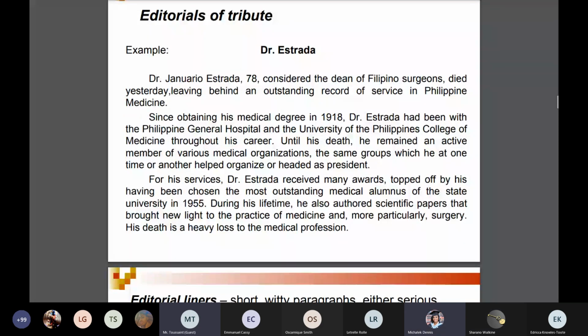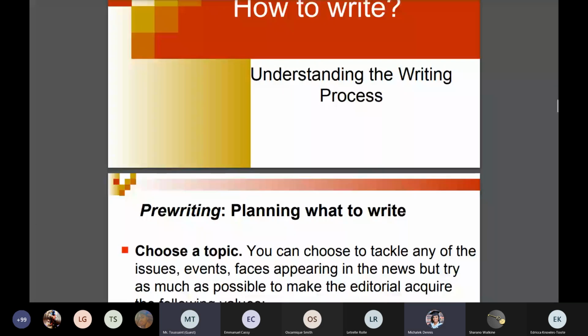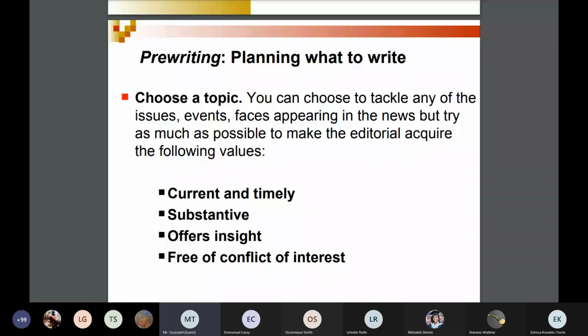The pre-writing. We know that writing goes into various stages. And the first stage of writing anything is the pre-writing stage, where you plan what you are going to write or what you are going to talk about. The first thing that you need to do is choose a topic. You can choose to tackle any of the issues, events, faces appearing in the news, but try as much as possible to make the editorial meet the following values.